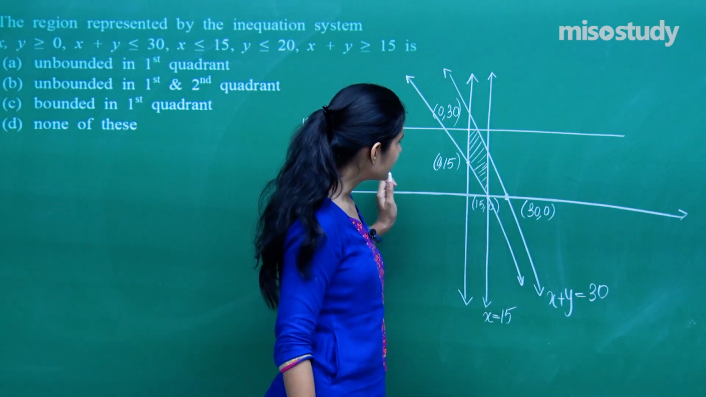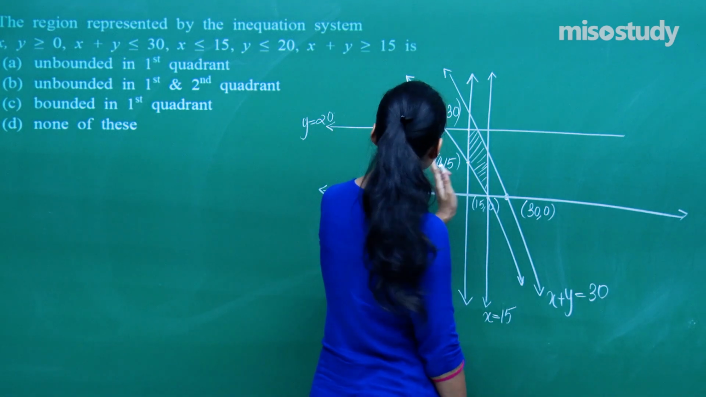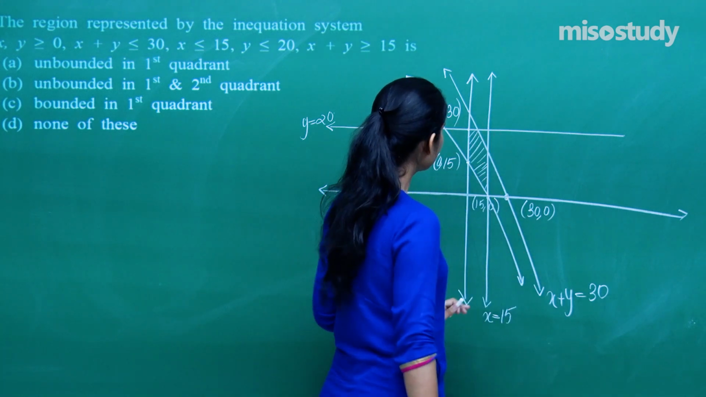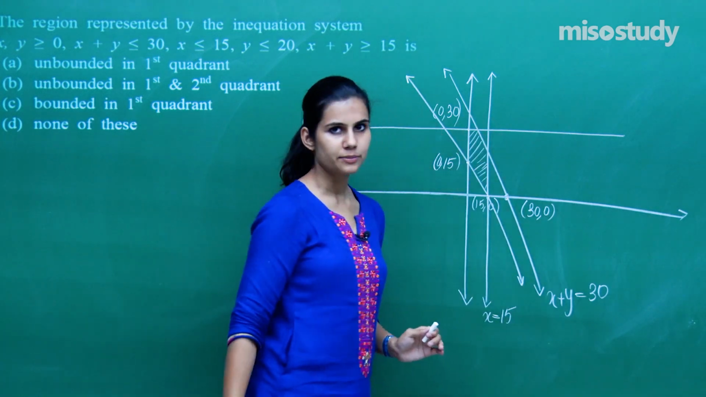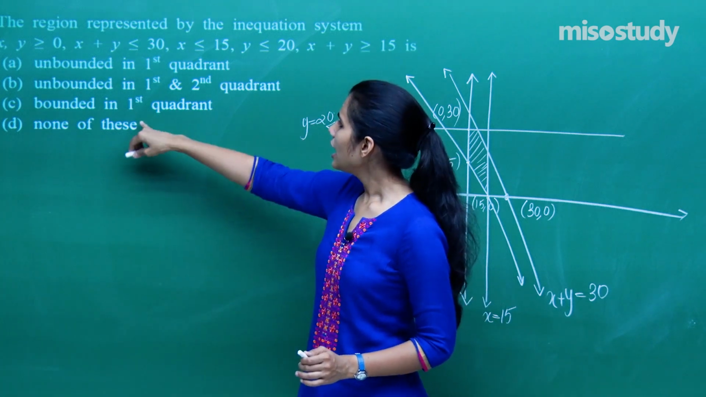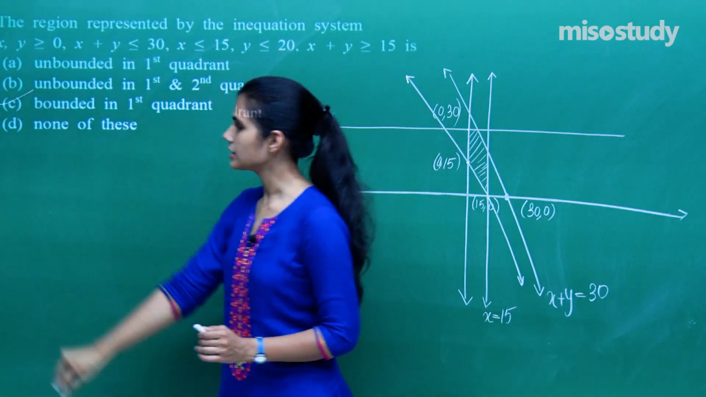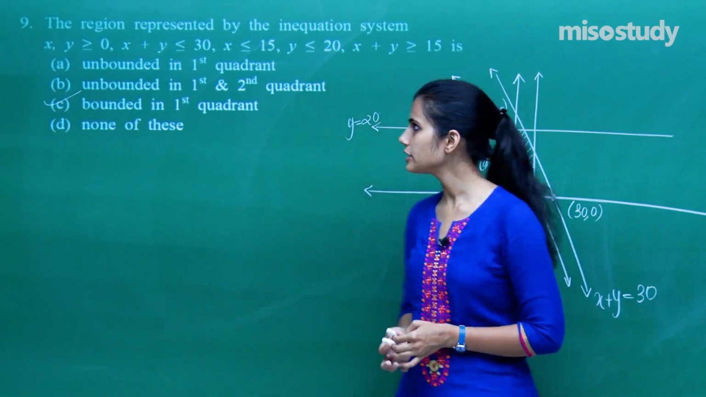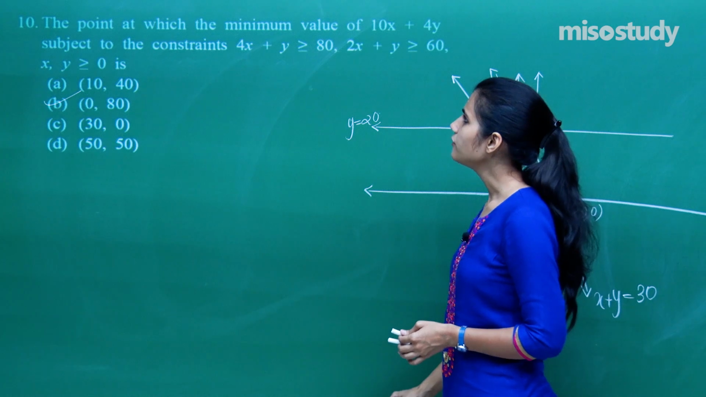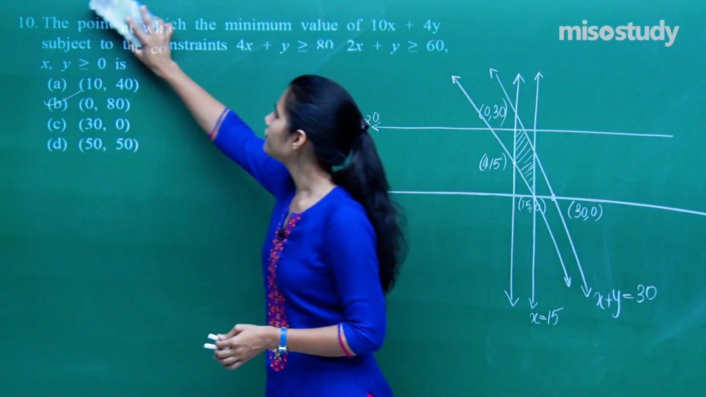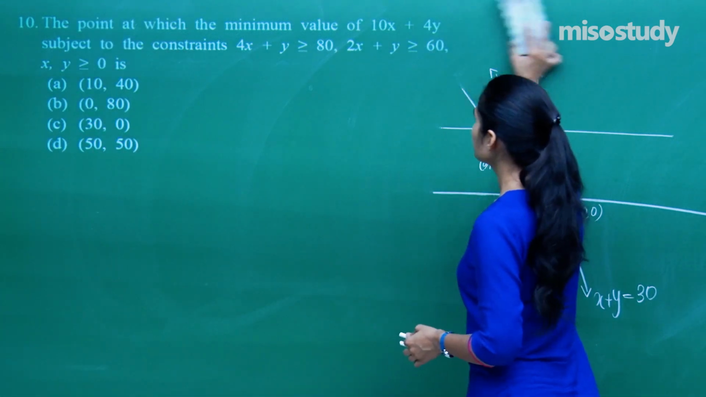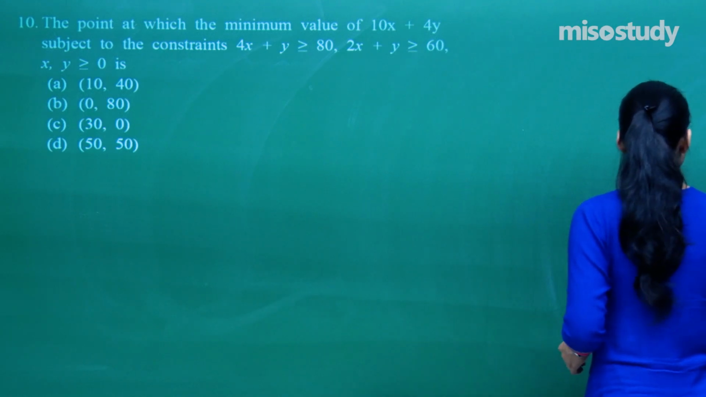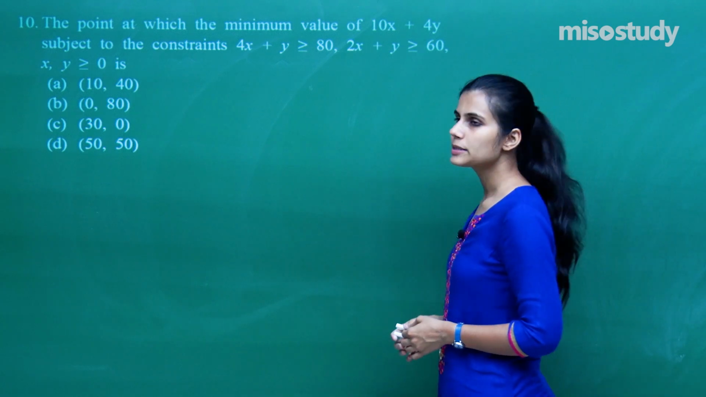Because you wanted everything less than or equal to 15, after that you wanted greater than or equal to 15, after that you wanted less than or equal to 20, right? So this happens to be your feasible region, which is very much a bounded set in the first quadrant. Moving on to the next question, we have the point at which the minimum value of 10x plus 4y subject to these constraints is attained. Which is that point where this function obtains its minimum value?